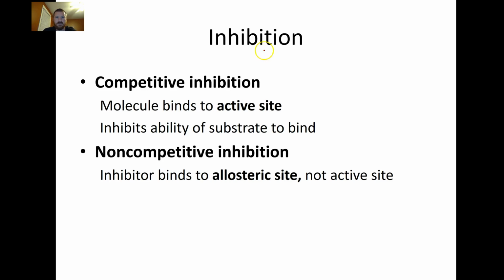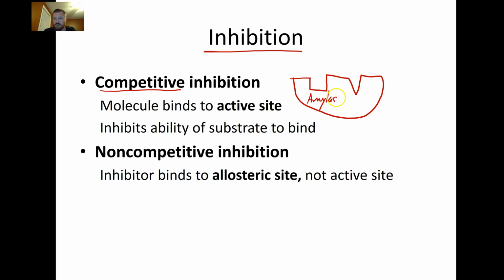Some ways you can inhibit enzymes or stop them from functioning. One is through competition. So if you just compete for the active site, so if I go back to something like the amylase that I drew, if it looks like this, well, one way I could stop amylase from functioning is if I had some inhibitor that would bind here.